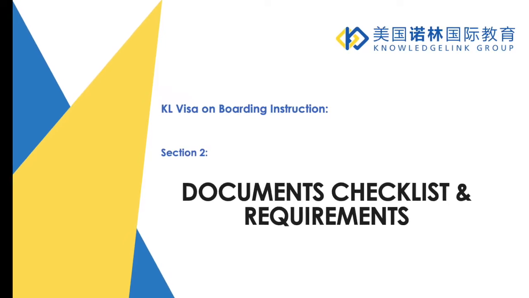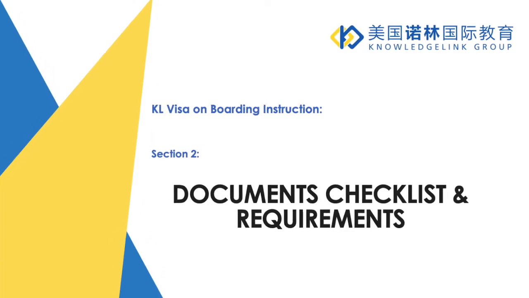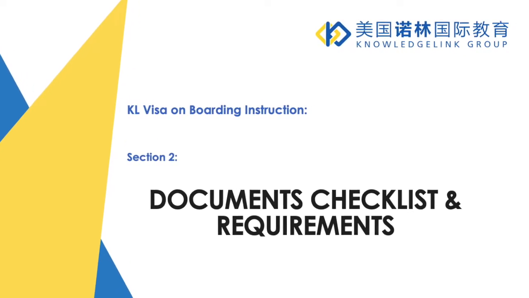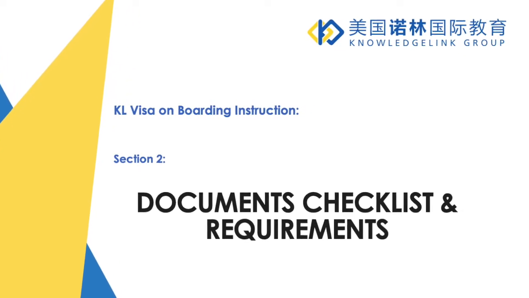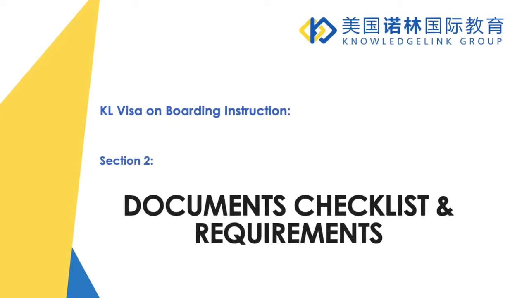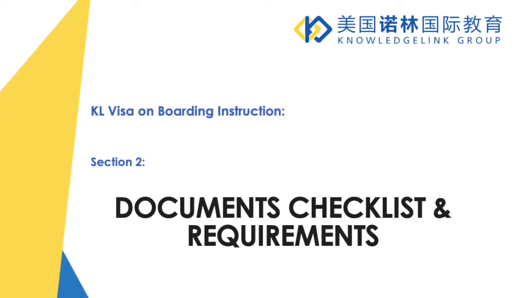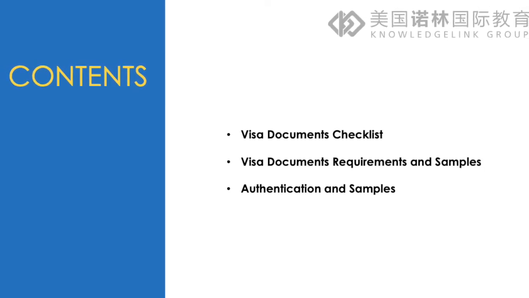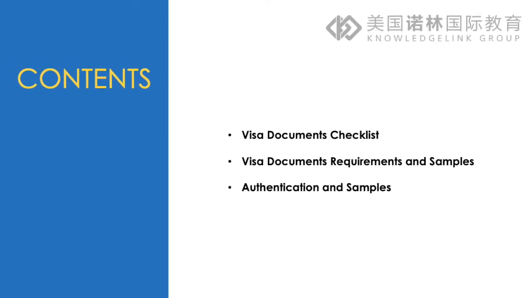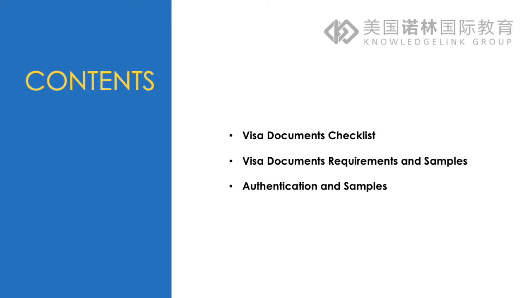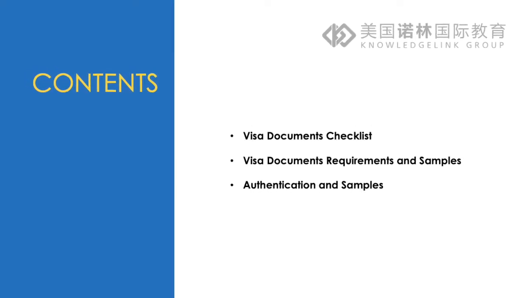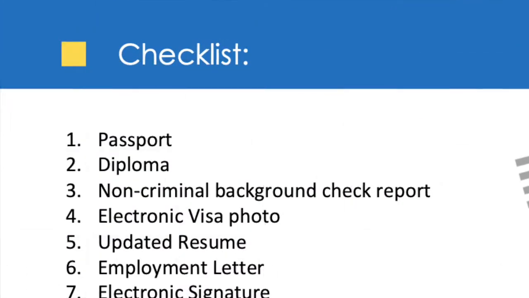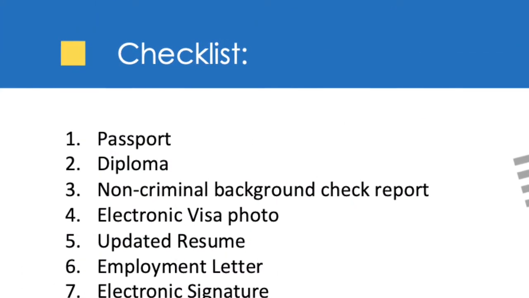In this video, we will go over the documents checklist for work permit application, explaining the requirements and taking a look at samples, which can help you have a better sense of what qualified documents look like. So we will talk about the checklist, go over the requirement of each document, and see some samples. Then I would like to give a brief introduction about the authentication process as well. So let's check out the documents first.